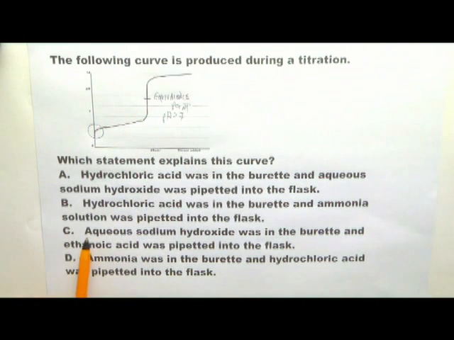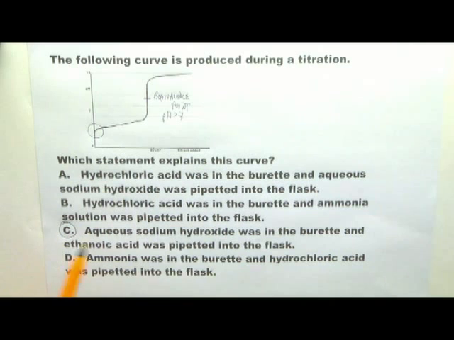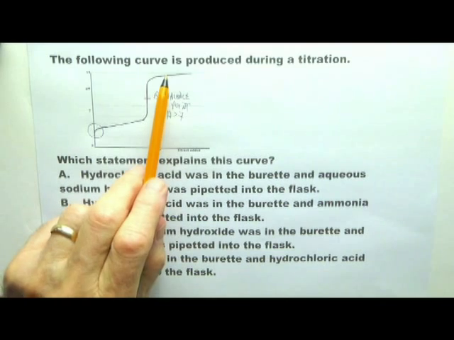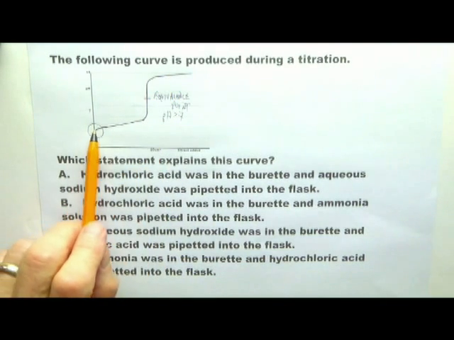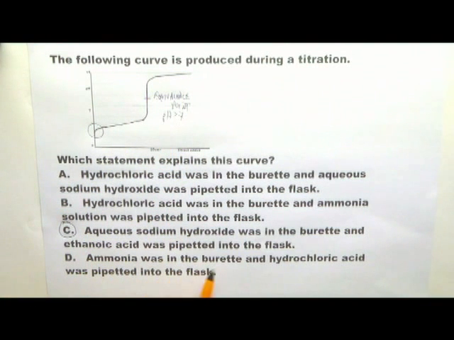So here we go through here, we see aqueous sodium hydroxide is in the burette and ethanoic acid pipetted into the flask, and that's clearly the answer. It's a strong base, a weak acid, and the strong base is in the burette because the pH is increasing. None of the others make sense, and this is the only one that explains that curve.